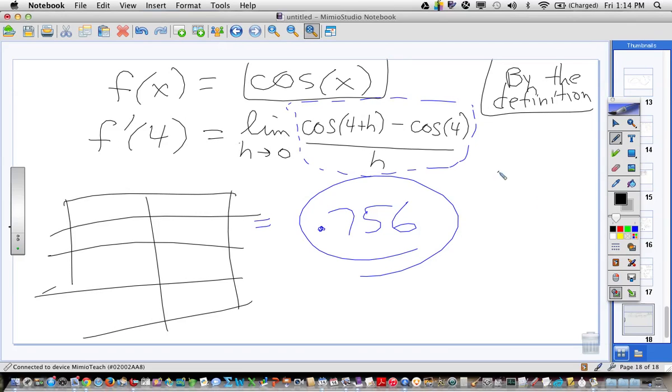If we did a quick cosine graph, it goes up, comes down like this right here. This is pi, which would be 3.14. This is 3 pi halves, which is like 4.7 something. So 4 would be right in here somewhere. So it seems reasonable that that slope would be about 0.7 something.